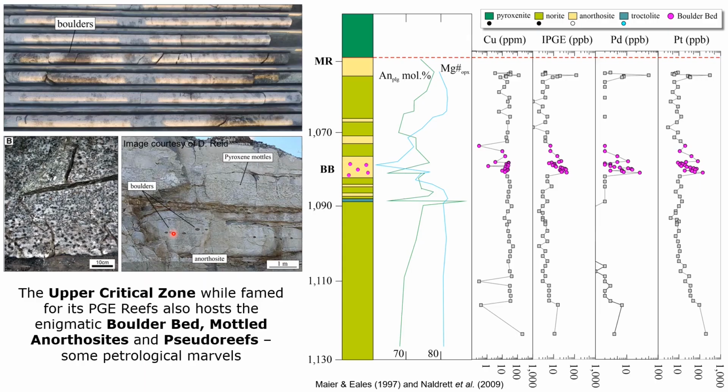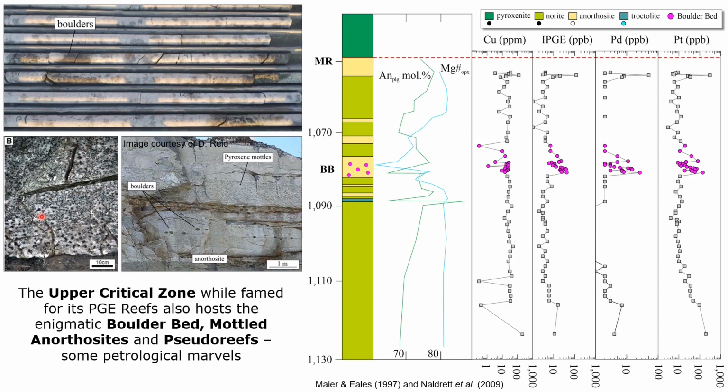While the Marinsky Reef gets a lot of attention, there's also some unusual units underlying it, namely the so-called boulder bed and mottled anorthosites. So the boulder bed is a unit of anorthosites that contains centimetre to decimetre scale noritic to pyroxenitic boulders, and this is a lovely image showing some boulder-like features provided by David Reed. I'll describe some more petrological features of this unit shortly, but what is interesting is that this unit is enriched in all of the PGE relative to its bracketing units, but less so in base metals and sulfur.